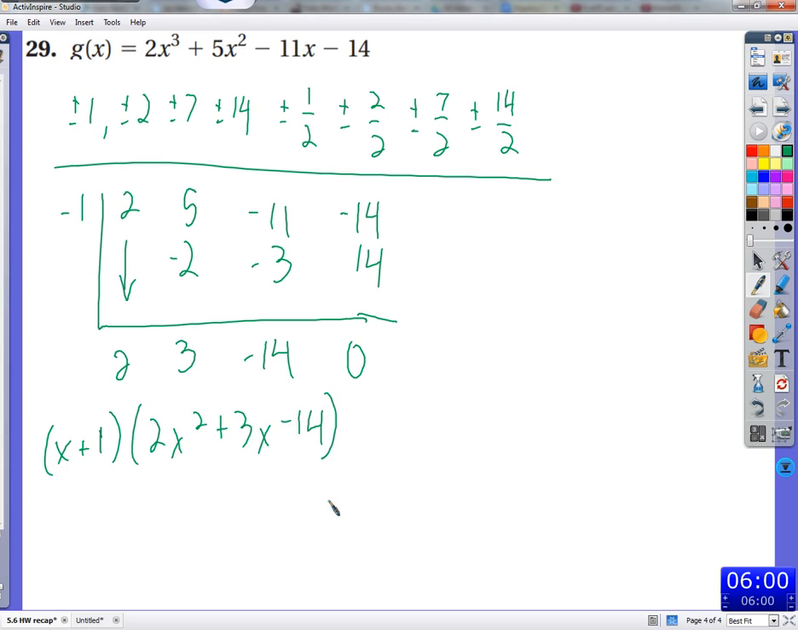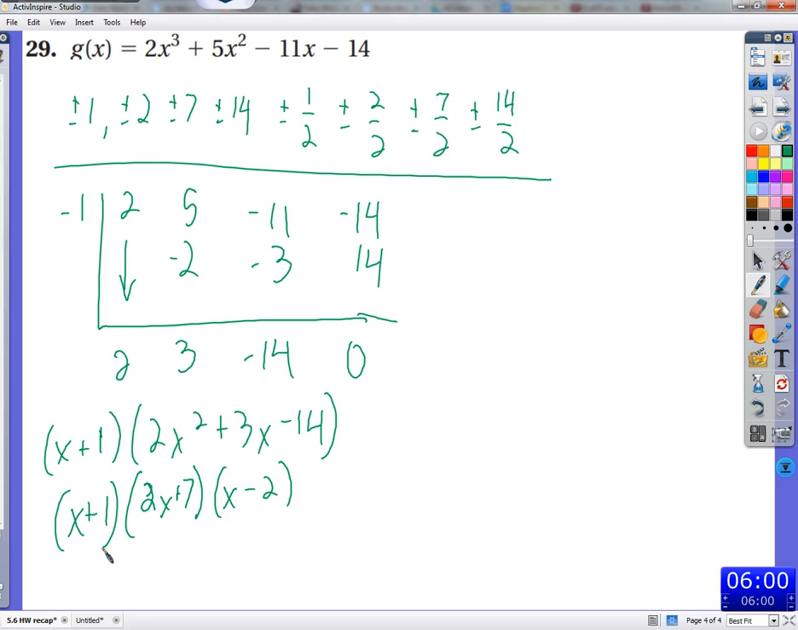And then, back to this, if you need to use the quadratic formula, or if it's factorable, factor it. I think it's factorable. So we can do 2x plus 7, and x minus 2.